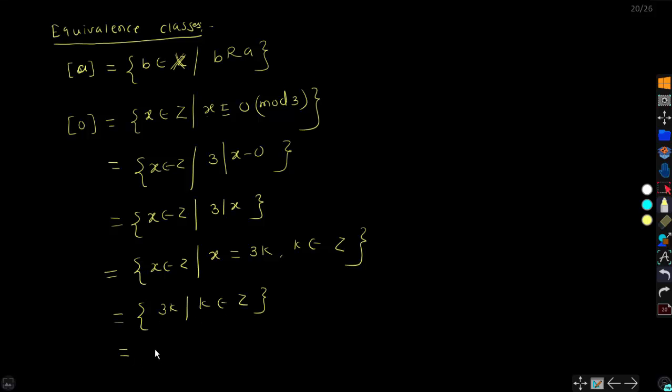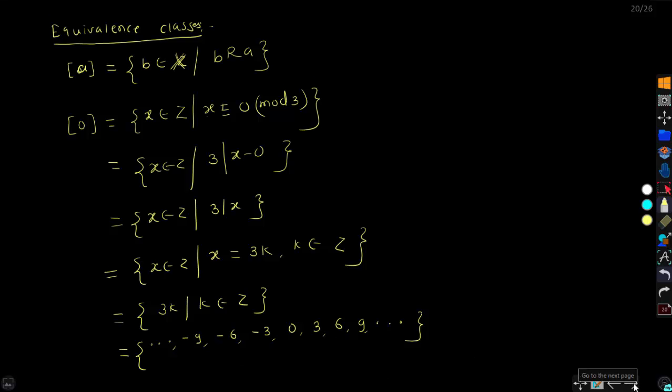When you put some values of k here, for k equal to minus 3 you will get minus 9, k equal to minus 2 you will get minus 6, all the multiples of 3. For k equal to minus 1 you will get minus 3, k equal to 0 you will get 0, k equal to 1 you will get 3, 6, 9 and so on. This is the equivalence class containing 0.